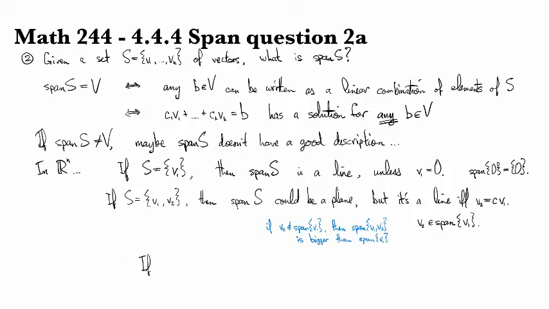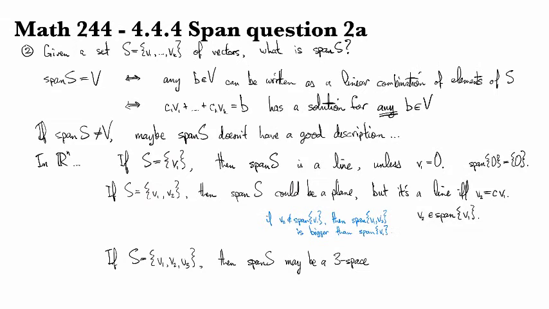So if, oh, and I'm off track here. So if, say, S is V1, V2, V3, so we have 3 elements now, then it could be that span S is a 3 space. So by a 3 space, well, technically a hyperplane of degree 3, I mean like a copy of R3 that lives in whatever vector space you're looking at, R5 or something, who knows. So a 3-dimensional subspace.